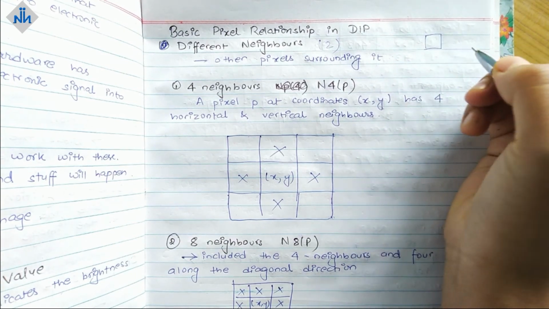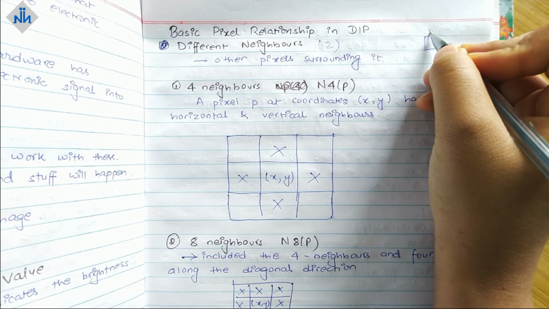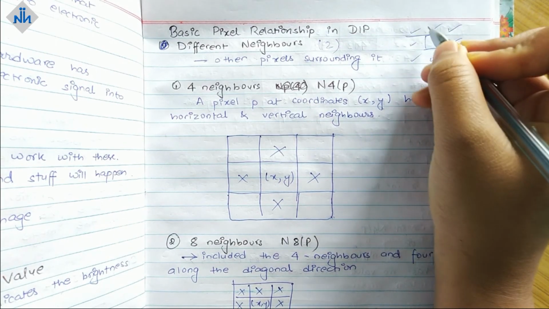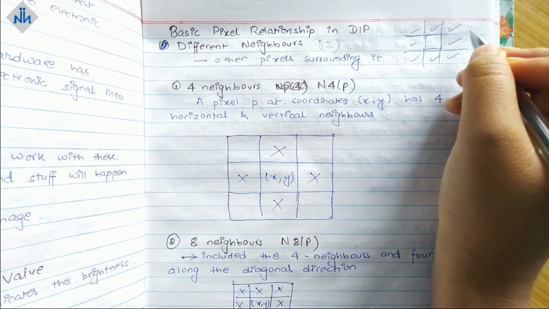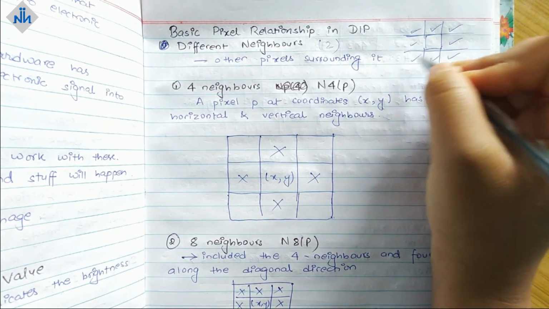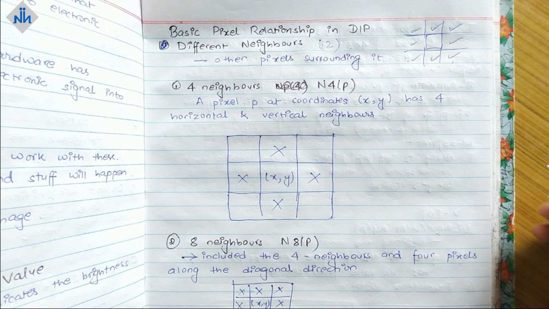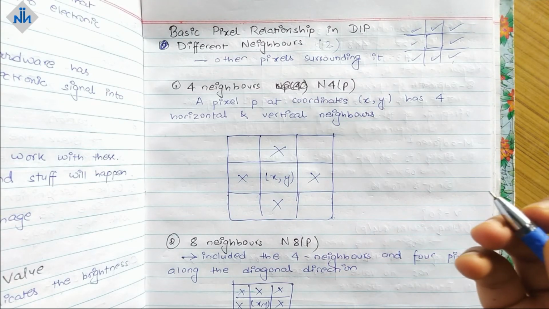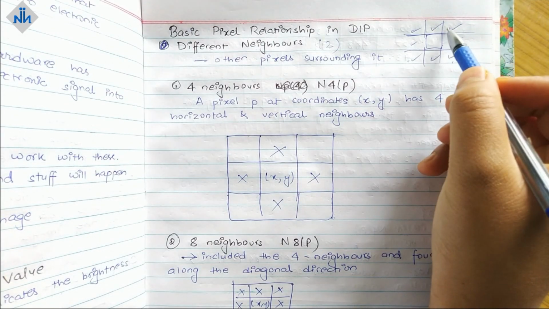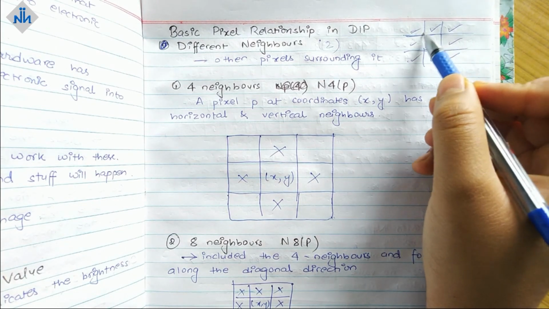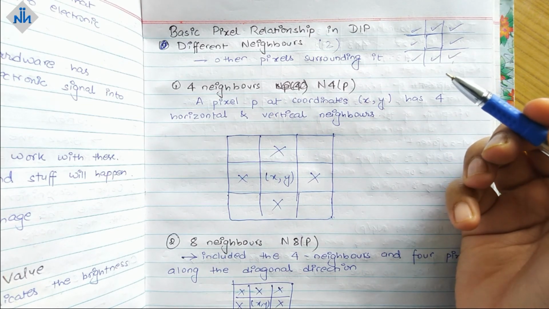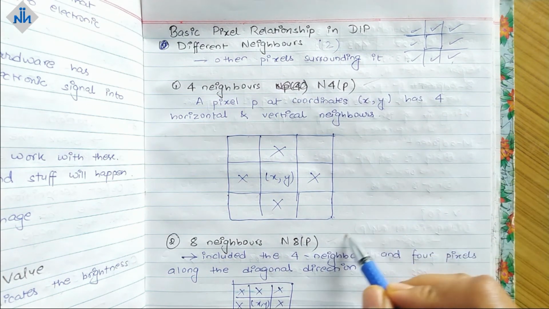So if this is one pixel, then this pixel, this pixel, anything that is surrounding it is known as neighbors. So there can be many neighbors of one pixel. That is basically the same as we say in our daily lives, like we have different homes and different neighbors. Everyone around a pixel is known as a neighbor. After that, there are two types of neighbors, 4 neighbors and 8 neighbors.